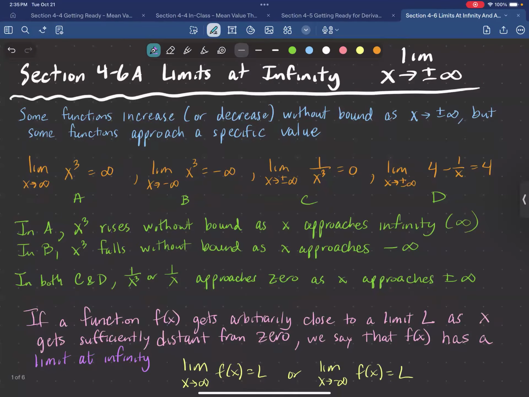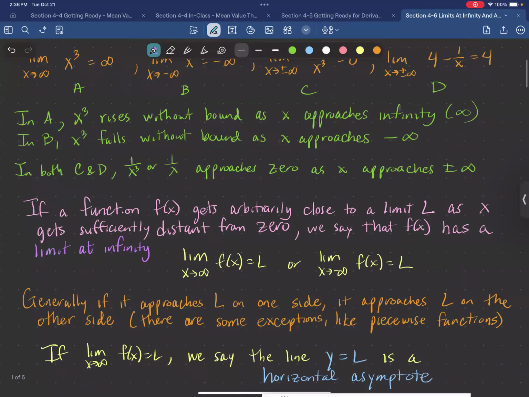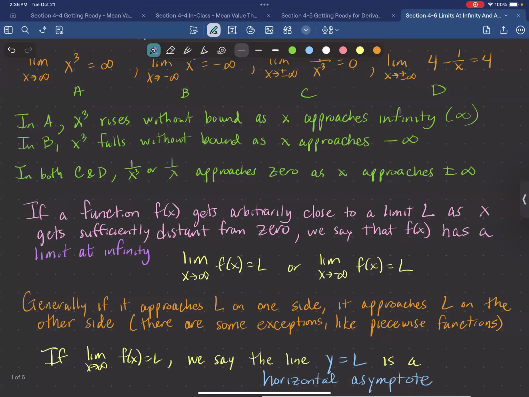So if a function gets arbitrarily close to a limit L as x gets sufficiently distant from 0, like a really large number or a really negative number, we say that f of x has a limit at infinity. Limit as x goes to infinity of f of x equals L, or limit as x goes to negative infinity of f of x equals L. Generally, if it approaches a specific value L on one side, it approaches L on the other side. There are some exceptions, like piecewise functions. We'll see one in a second.